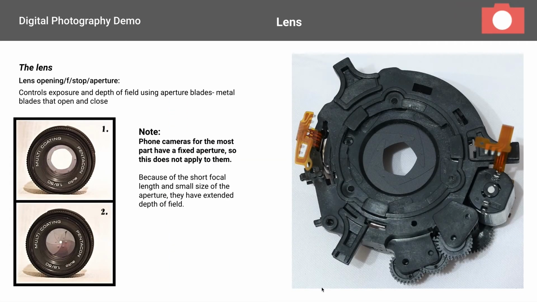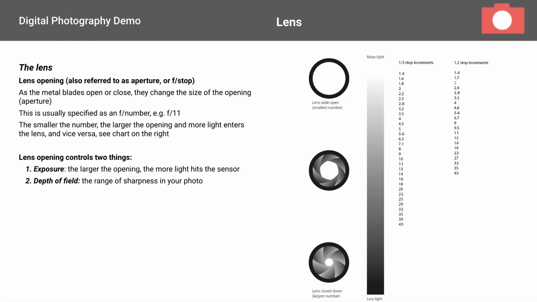Okay, another function of lenses is controlling exposure and what's called depth of field. And this has to do with these little metal blades. If you look at the two pictures of lenses here, you'd see the terms f-stop, lens opening, and aperture used interchangeably. Basically what it's referring to is the size of that opening in the lens. Now, most phone and tablet cameras do not have apertures, mainly because the lenses are so small. A few of them do. This refers mostly to DSLRs.